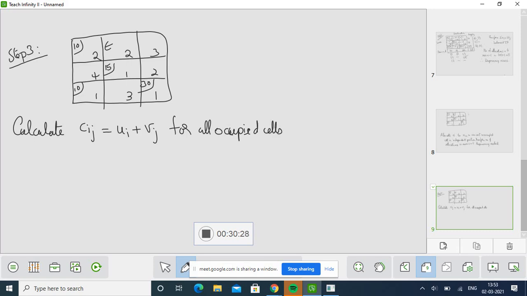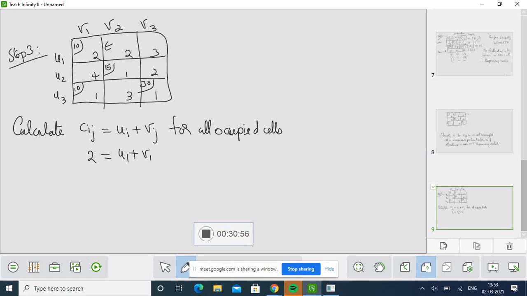So how am I going to do this? Now look at this. What I will do is, to the side here, I will write U1, U2, U3. On top, I will write V1, V2, V3. I have to see only occupied cells. So the first cell is occupied. Cost is 2. So 2 is equal to U1 plus V1.